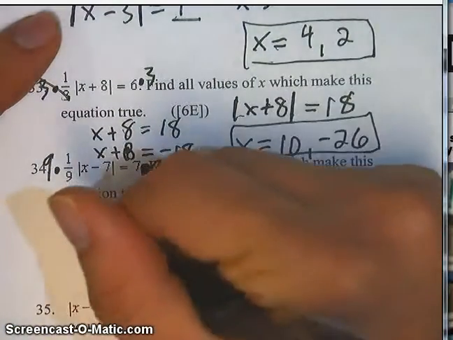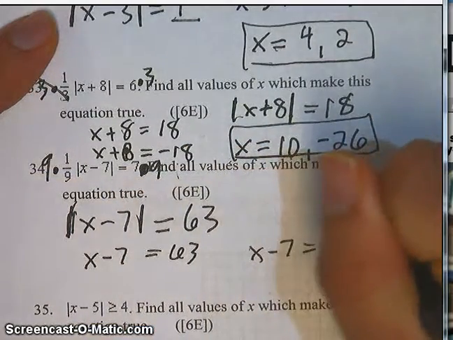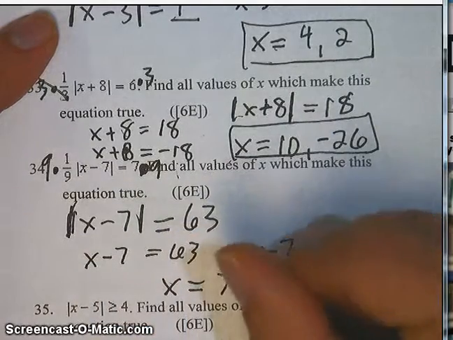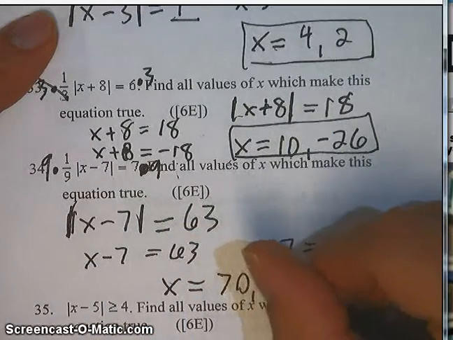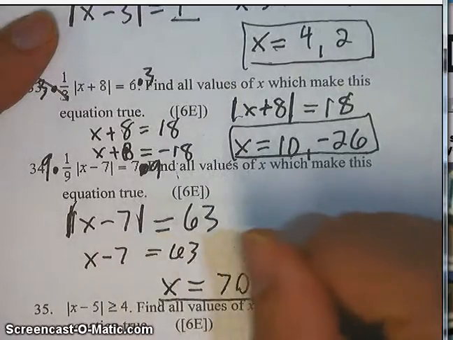Break it into two equations. X minus 7 equals 63, and x minus 7 equals negative 63. Add 7 to both of those, you've got x equals 70, comma, x equals negative 56. Check it on the calculator.